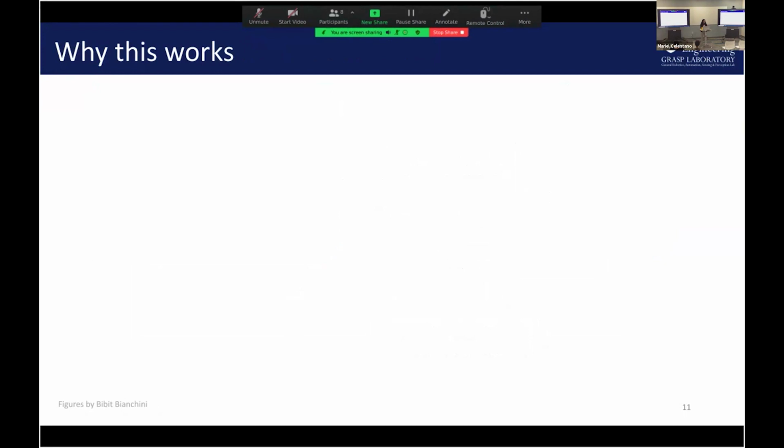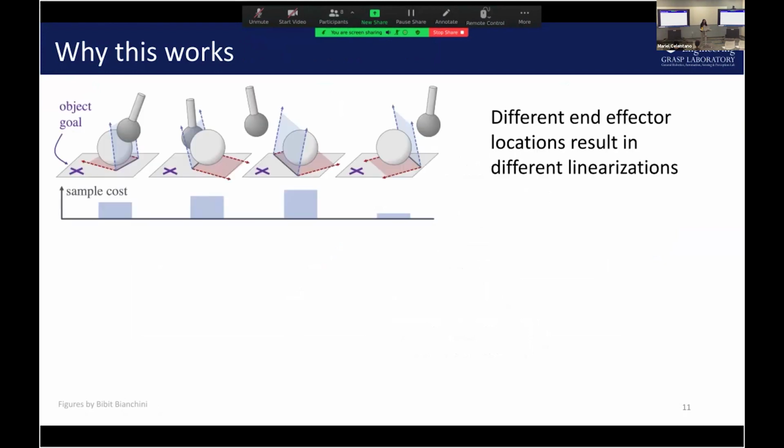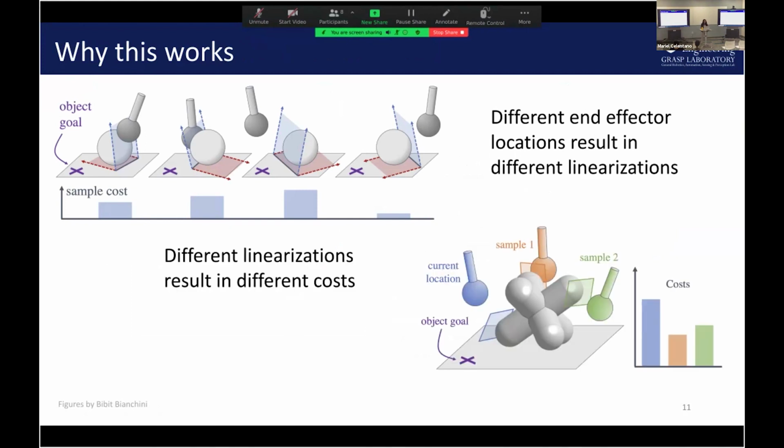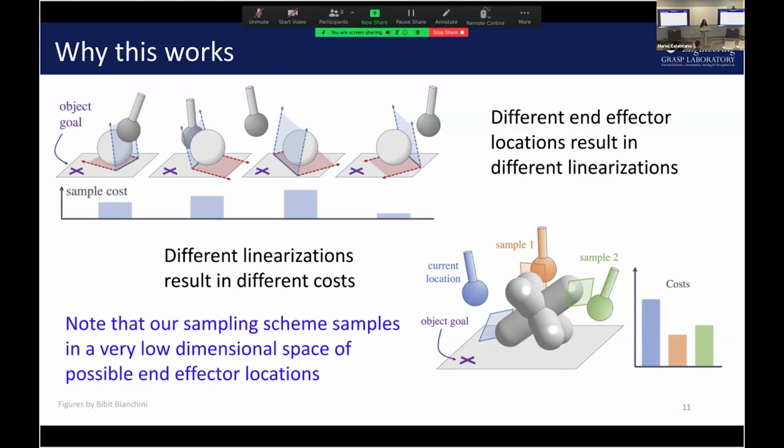Before that, why do we think this sampling scheme should work? Essentially, different end effector locations result in different linearizations, and different linearizations result in different costs. And so ideally, the cost should be able to drive our system out of states where it gets stuck. It's important to note here that our sampling scheme samples in a very low dimensional space of possible end effector locations only. So it's not sampling mode sequences, it's not sampling possible full states, it's only sampling in a small three-dimensional space around the object.